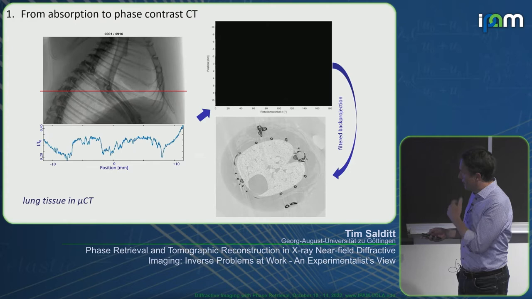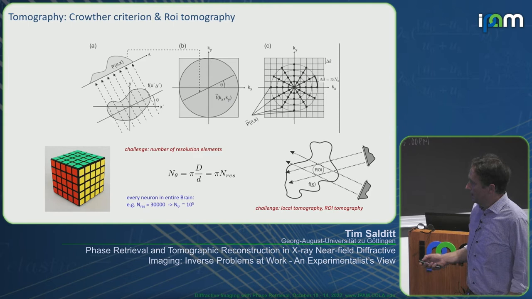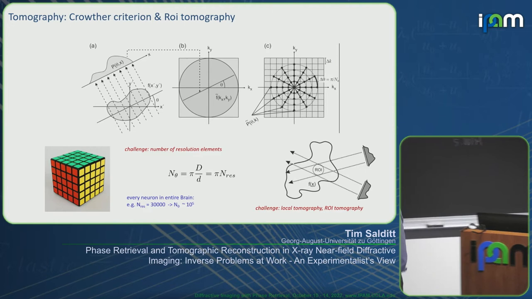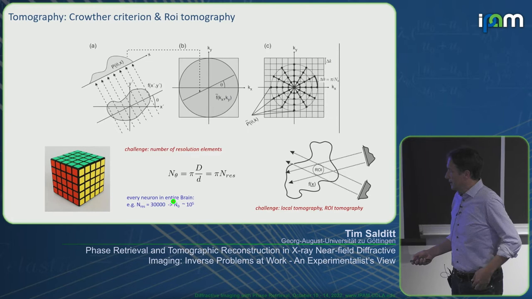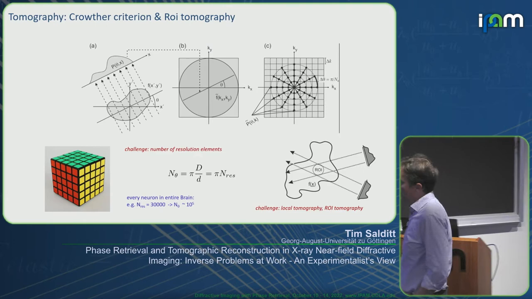Now, even in this simple geometric optics problem, without any phase contrast effects taken into account yet, there are challenges, and tremendous challenges which also deserve an inverse problem kind of treatment. And of course, mathematical tomography is a big field. First of all, the necessary sampling conditions are tremendous. For instance, suppose that you wanted to map each neuron in the entire human brain, you would probably need 10 to the 5 projections to do this, based on the Crowther criterion and the number of resolution elements in one dimension. So if that's not possible, can we have low resolution overviews and then zoom into a region of interest?